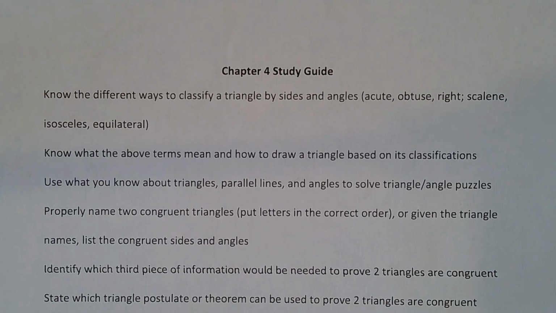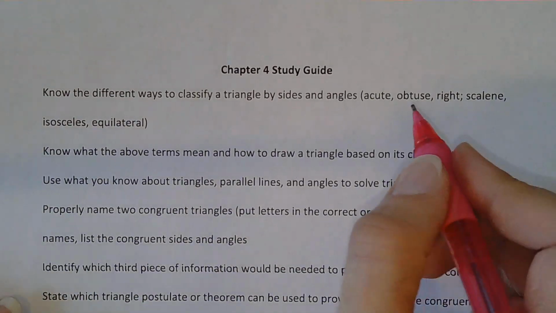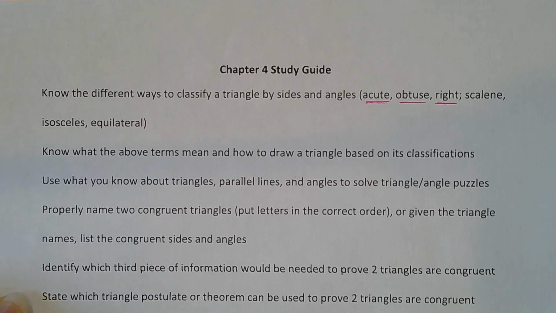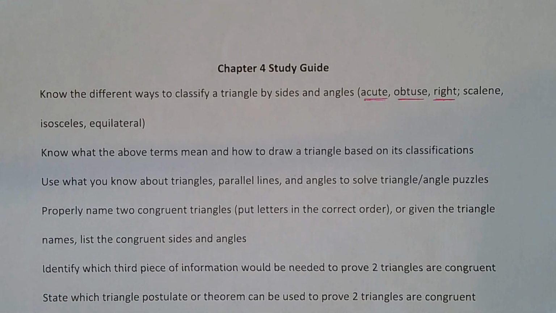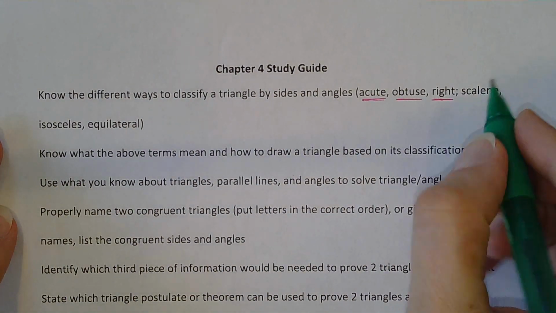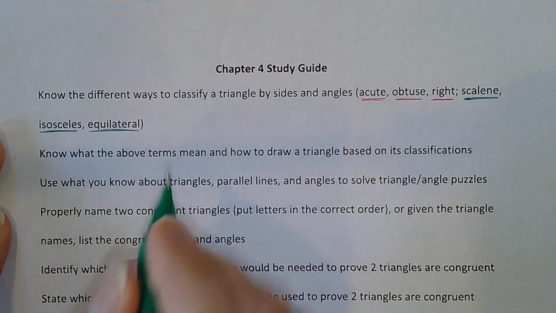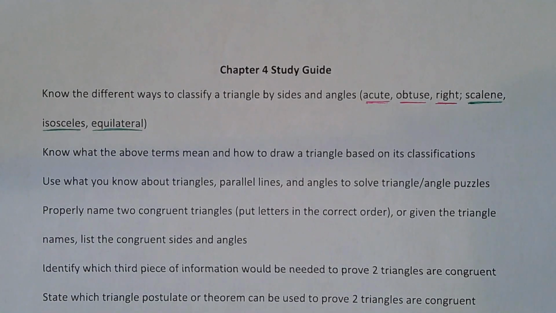So the first thing on here, know the different ways to classify a triangle by its sides and angles. So we've got acute, obtuse, and right. Those are ways to classify a triangle by its angles. And then we've got scalene, isosceles, and equilateral. And those are ways to classify a triangle by its sides.